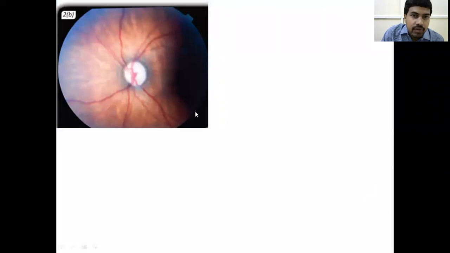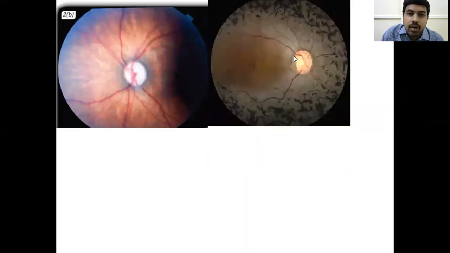So this is a case of primary optic atrophy. No cause is here known. The disc is appearing chalky white. It is as white as your chalk piece, and the margins are well defined. This is a consecutive optic atrophy secondary to retinitis pigmentosa.